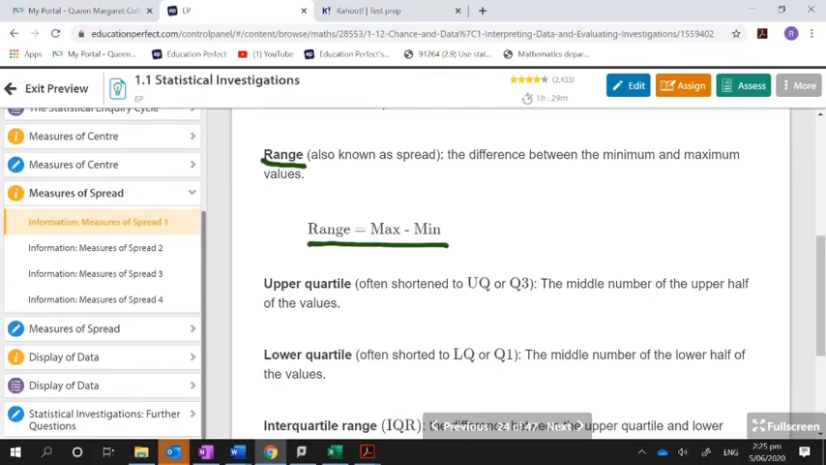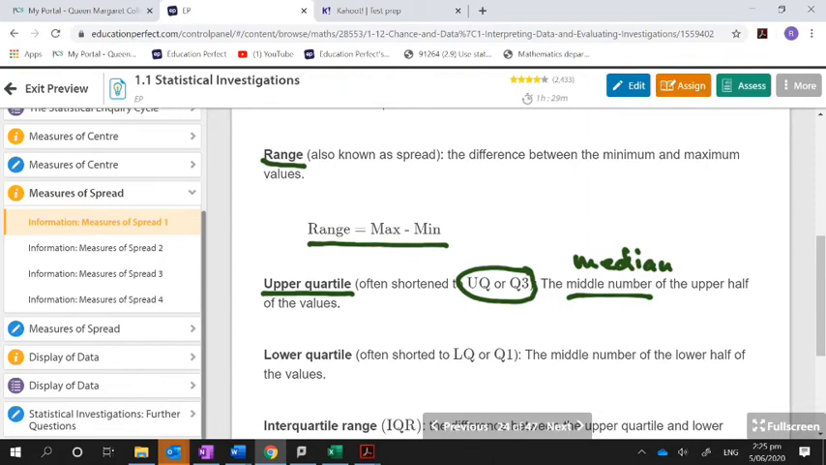Now, they give you this phrase, the upper quartile, often abbreviated Q3 because it's also known as the third quartile. That's just the middle number, and another word for middle number is the median. So that's the median of the upper half.